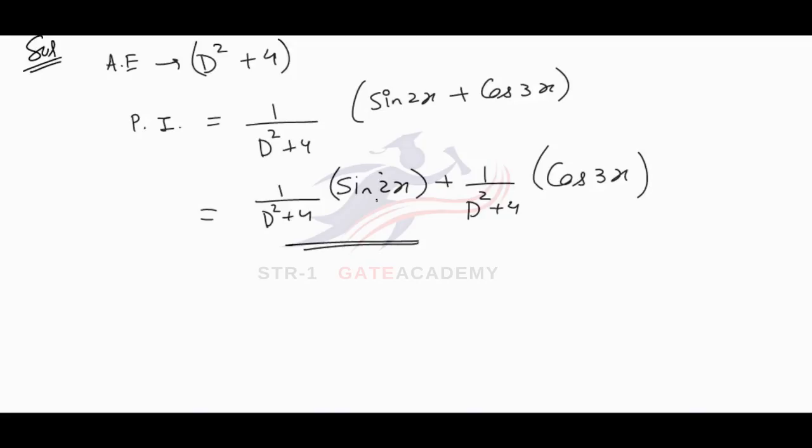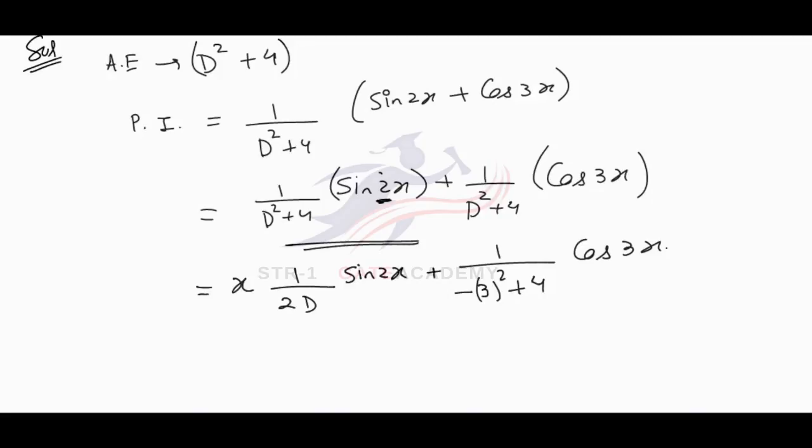Now for the first case, if I put a, that is 2, minus 2 to the square, so that will become 0, f of minus a square. So that is why we will have to choose derivative, right? So for the first part, it is nothing but x into 1 upon the derivative of auxiliary equation, that is 2d, into sine 2x, plus here we can directly substitute minus a square, that is minus 3 square plus 4, of cos 3x, right? Now if I substitute d as minus 2, it will be fine.